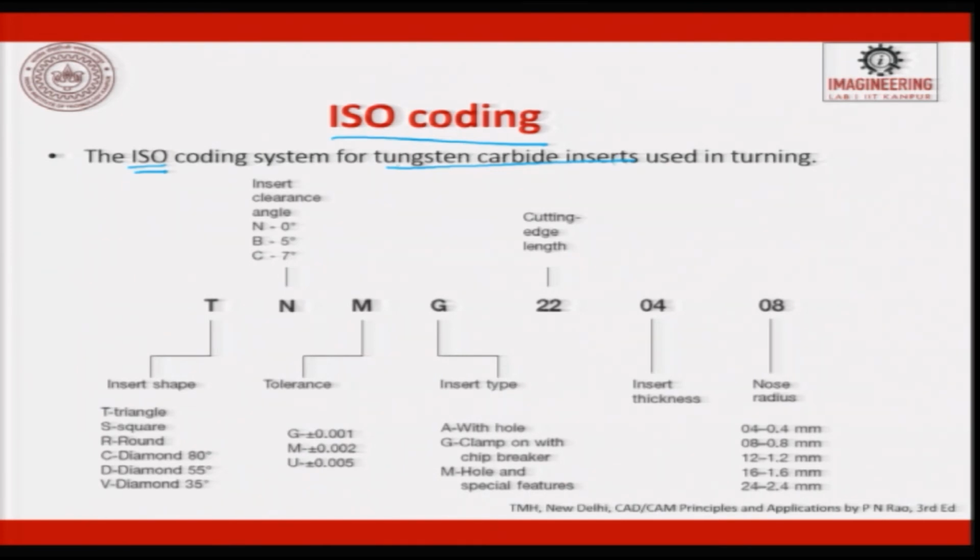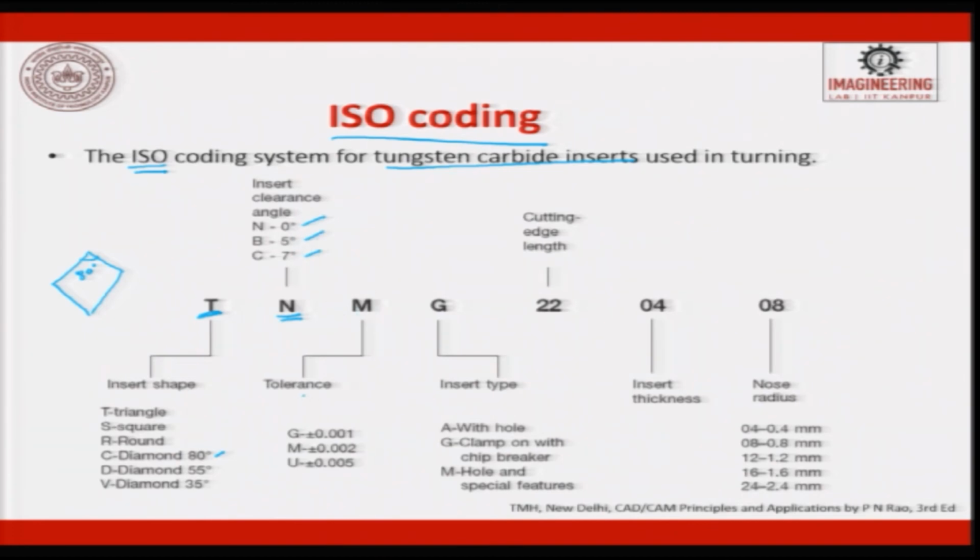So, for a tungsten carbide insert which is used for turning, this is the nomenclature which is followed. The first digit, T, stands for the shape of the insert. There are many different shapes: triangle, square, round, diamond. In diamond you can have 80 degrees, 55 degrees, 35 degrees. Then we talk about N. N is the clearance angle. You can have 0 degrees, 5 degrees and 7 degrees. These are the different insert clearance angles you can think of.